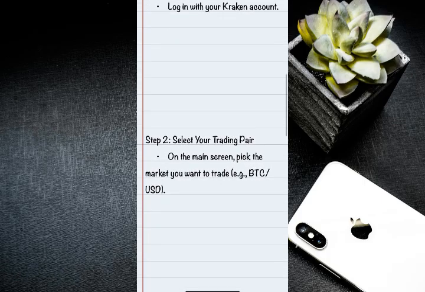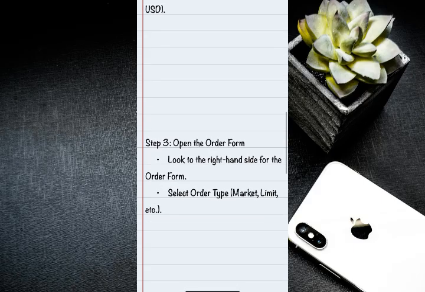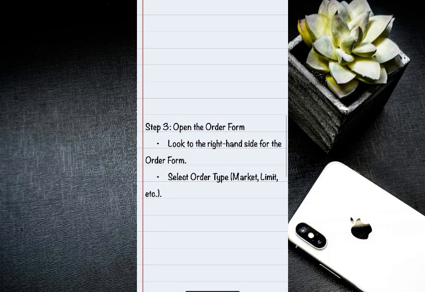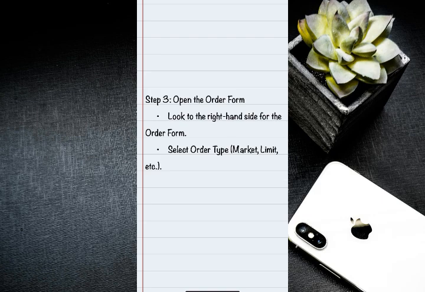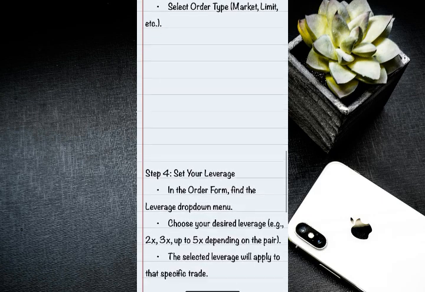Then from there, on the main screen, pick the market you want to trade. For example, you can pick this crypto pair, which is BTC/USD. Then from there, look on the right-hand side for the order form, then select order type, maybe market, limit, or stop, it depends on you.